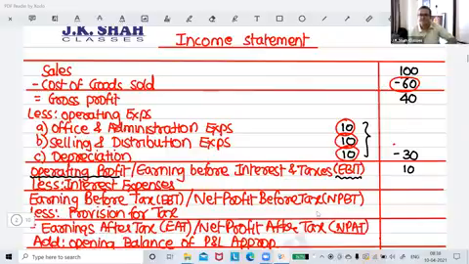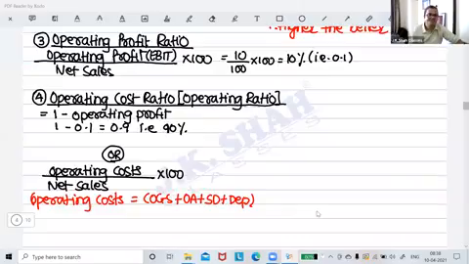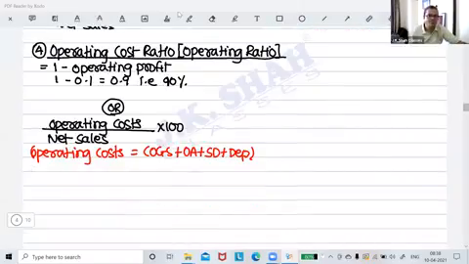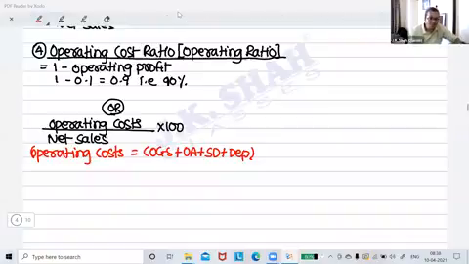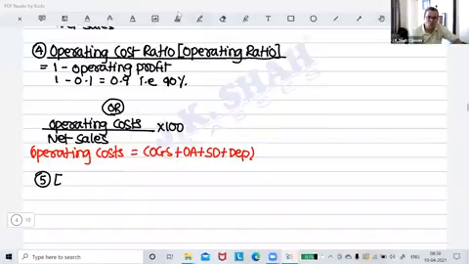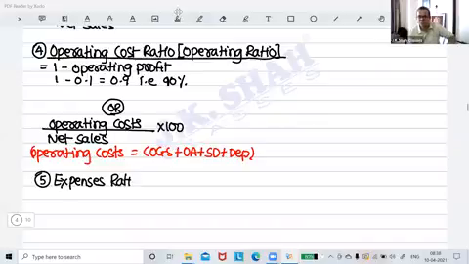So one more in the list. Know what I'm going to say? I'm going to say expense ratio. Means what?